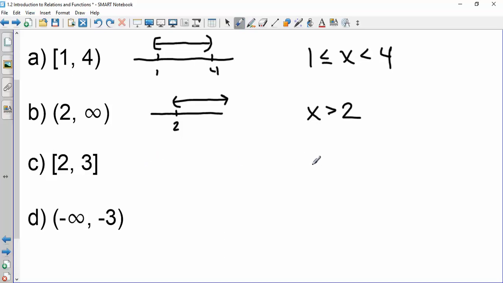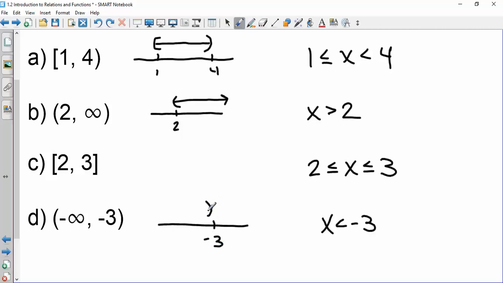All right, C. What would this one be? Both of them have brackets, so they both get an equal to. And D. Right, because it went forever in the negative direction. All right, questions?